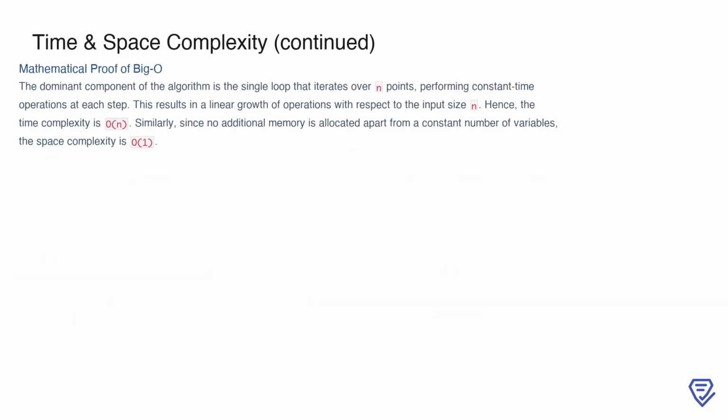Finally, let's solidify our understanding of the algorithm's big O notation with a mathematical perspective. The dominant factor in the algorithm is the single loop that iterates over n points. At each step, the operations performed, such as computing the cross product and using modular arithmetic, are constant time operations, or O(1). As the number of points increases, the total number of operations grows linearly with n, confirming that the time complexity is O(n). Similarly, since the algorithm does not require any additional data structures and only uses a constant number of auxiliary variables, the space complexity is O(1). These characteristics make the solution both efficient and scalable for larger input sizes.